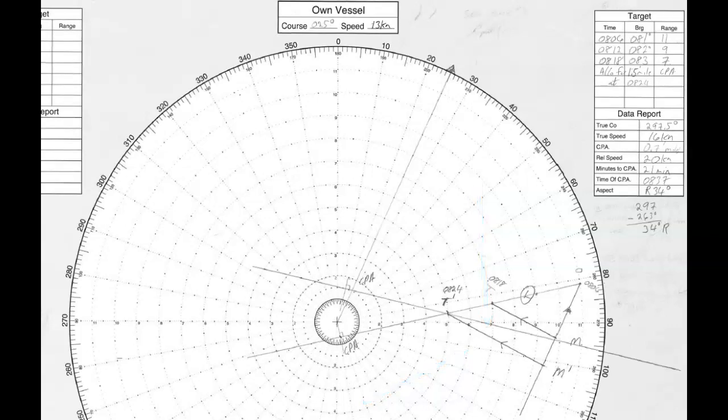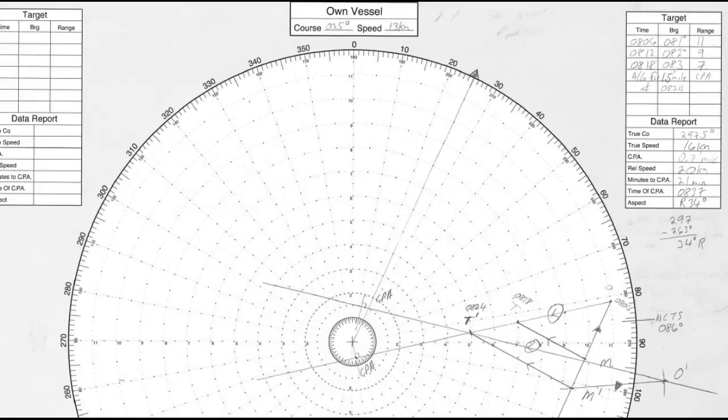To determine the new course to steer for a 1.5 mile CPA, a new O1-T1 relative motion line is plotted through T1, passing 1.5 miles to port of own ship and extended back past O and M. As the M1 and T1 points are known, the next step is to find O1 and, by connecting M1 to O1, the new course to steer can be found.